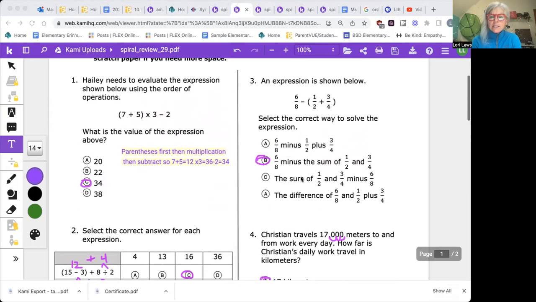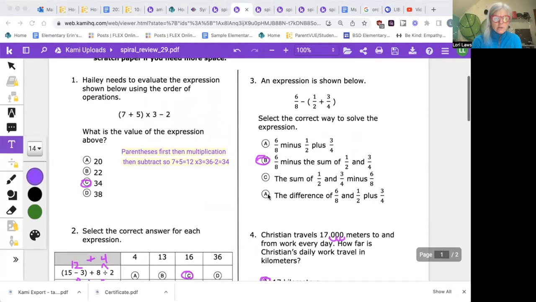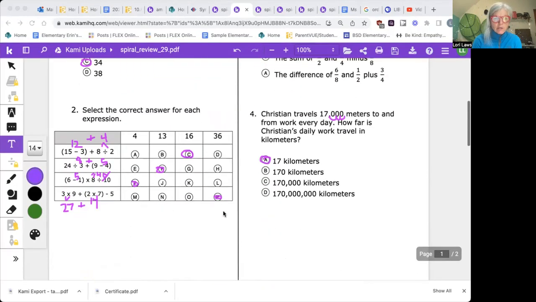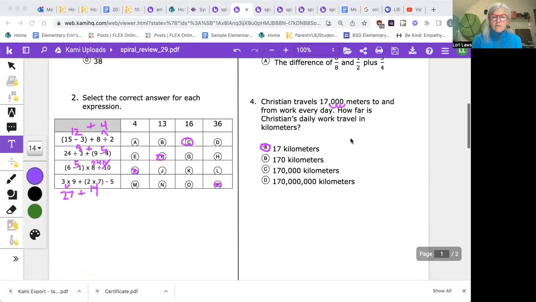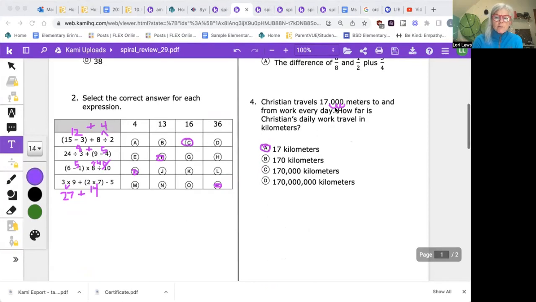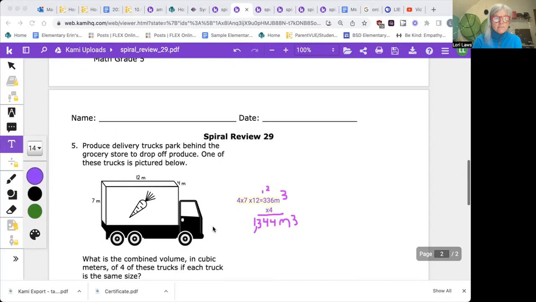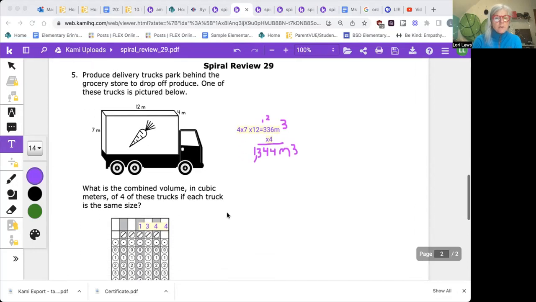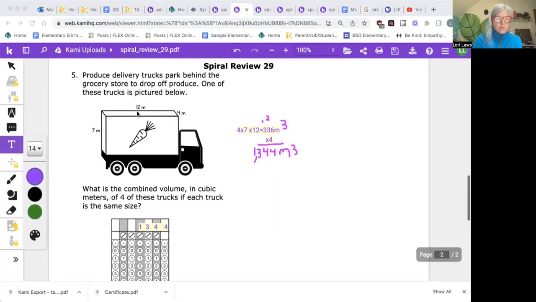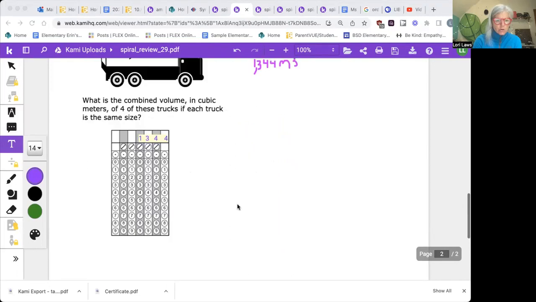Okay, number 3 is B. 6/8 minus the sum of 1/2 plus 3/4. So the sum means you do that first because it's in parentheses. Number 4, you're converting from meters to kilometers. That's going from a smaller to a larger unit, so you're dividing and moving your decimal to the left 3 places. So 17 kilometers. Number 5, you figure out the volume of the truck, which is 7 meters by 12 meters by 4 meters, or 336 meters. And then you look at 4 of those trucks, so times 4 is 1,344 meters cubed.